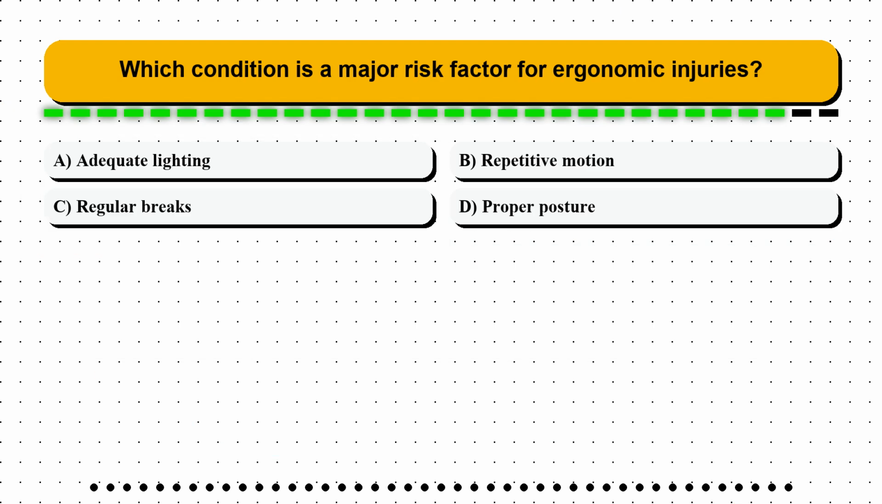Question 22. Which condition is a major risk factor for ergonomic injuries? Option A, adequate lighting. Option B, repetitive motion. Option C, regular breaks. Option D, proper posture.